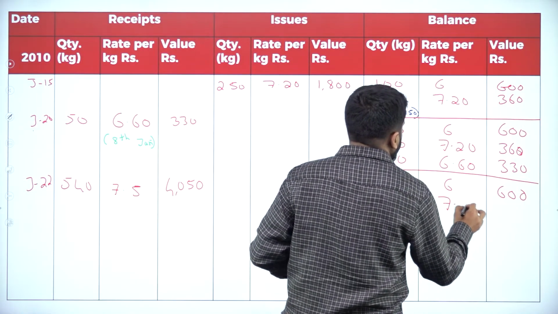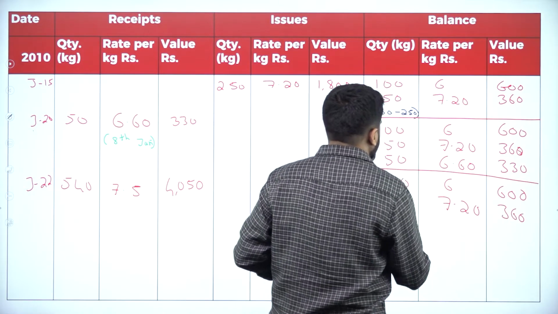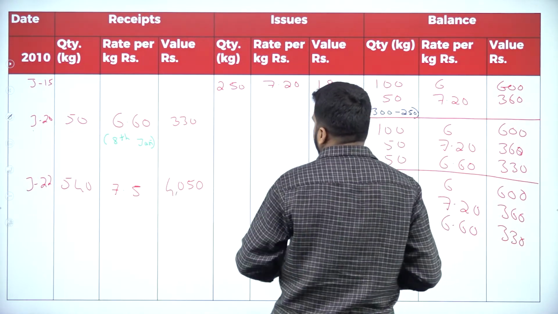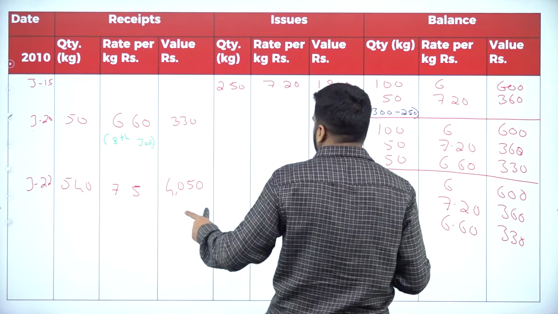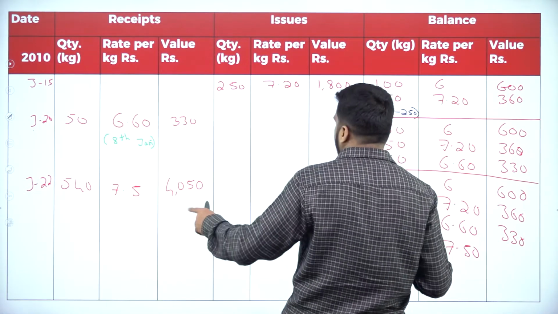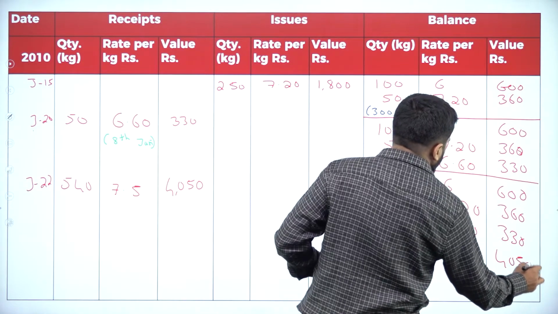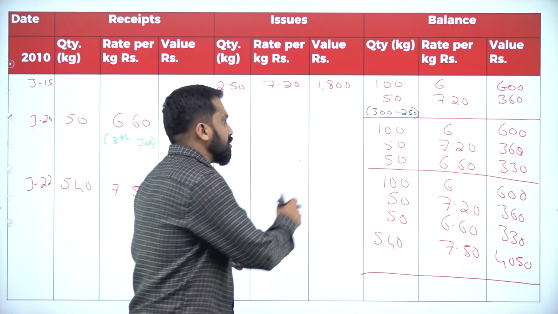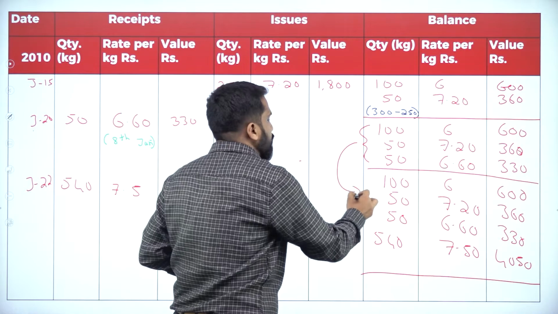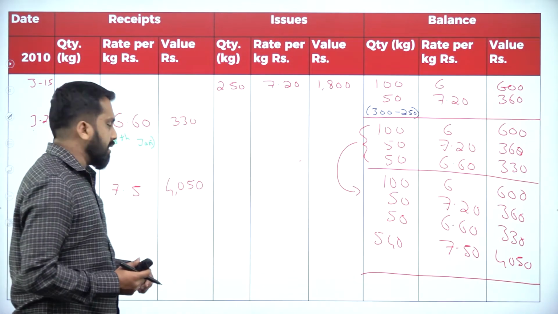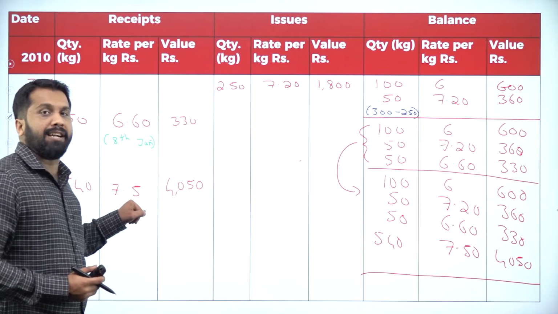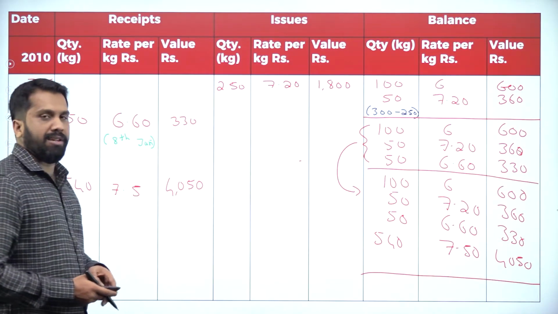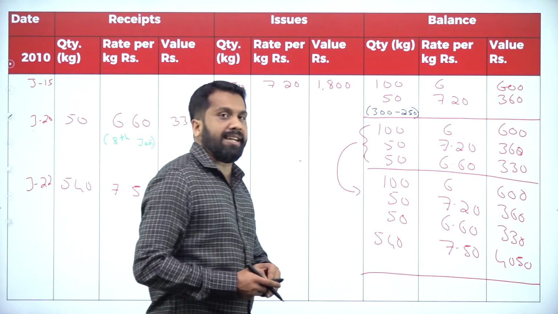Now, in this, you have to copy in the last balance column: 100 into 6, 600; 50, 7.20, 360; 50, 6.60, 330. And the new balance, it is 540 multiplied with 7.50 and 4050. Remember, all the old balances you should copy first. Once you copied, later you can go for your new purchase of 540 at rupees 7.5. Any doubt? No doubt. Now, this is done. Now, Jan 22nd is done.